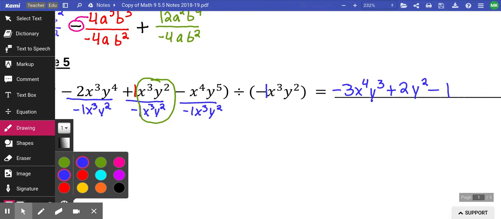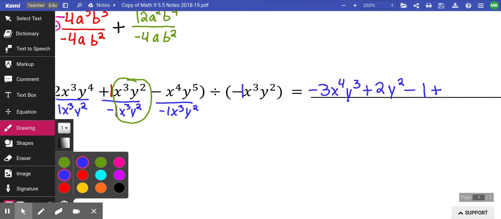If you look at the fourth spot, negative divided by negative is a positive. X to the 4 divided by x cubed is x. Y to the 5 divided by y squared is y cubed. I subtracted the exponents. Check your answer. Make sure it's right. My guess is if you're wrong, it probably has to do with symbols. So look at your positive and negative symbols to make sure they're correct.